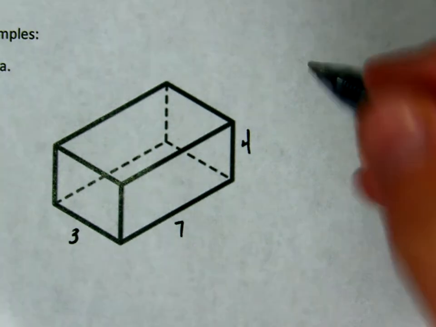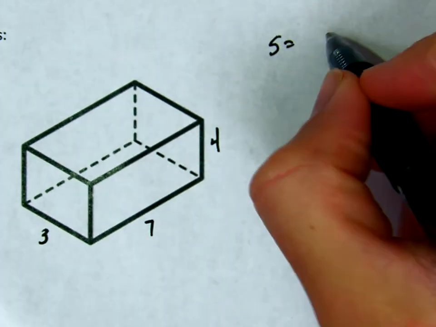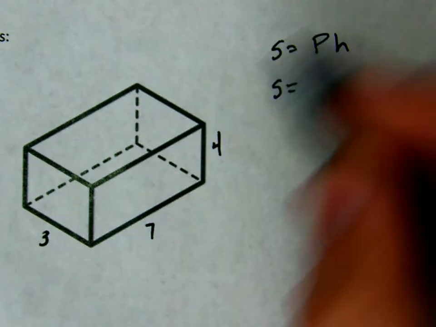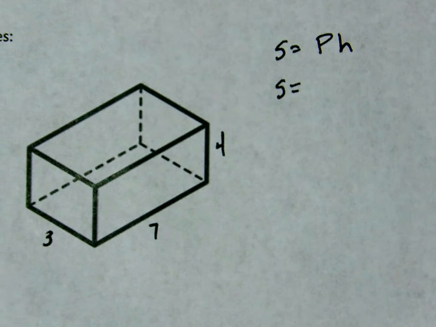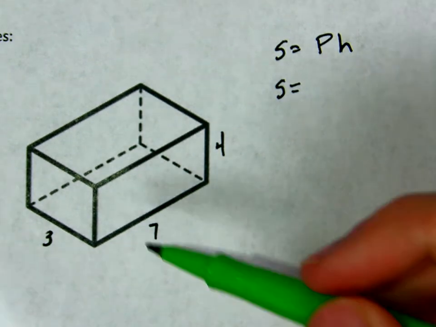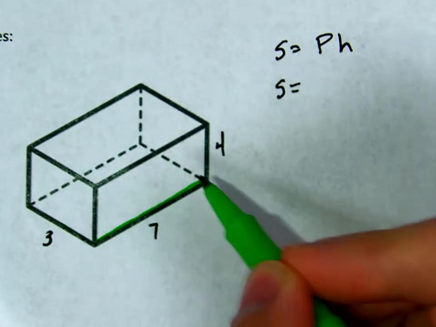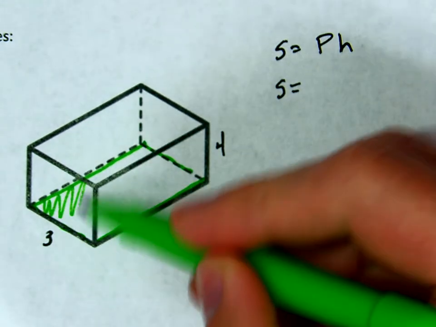The first one is our lateral surface area. I'll put the formula to the side, surface area equals PH. That matches our lateral formula. So we're solving for S here. Perimeter of the base. In this situation, I like to use the bottom for rectangular prisms. So I'm going to use this base, 3, 7. And I'll color that in.